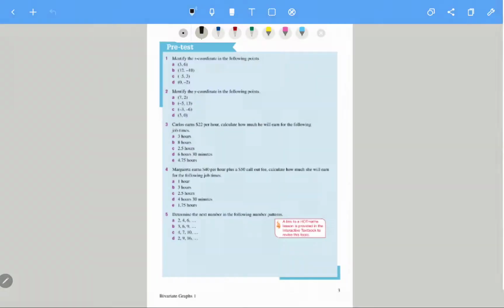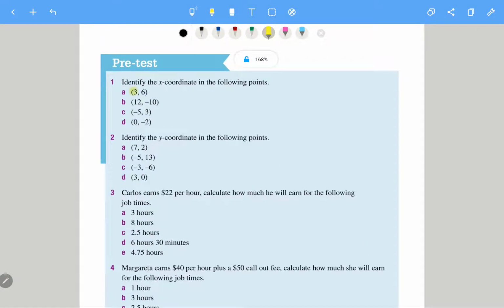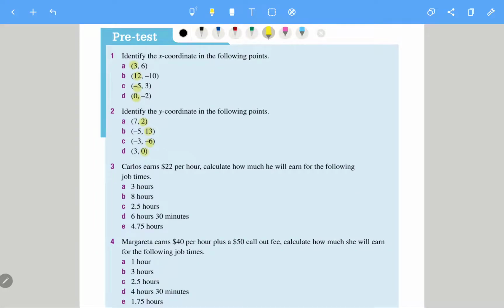Alrighty, so really quickly, x coordinate is the first coordinate, so it is 3, 12, negative 5, 0. The y coordinate is always the second in the pair, so it's 2, 13, negative 6, 0.